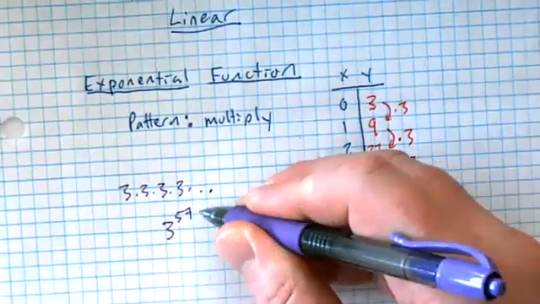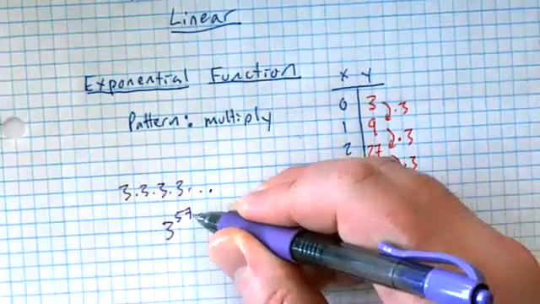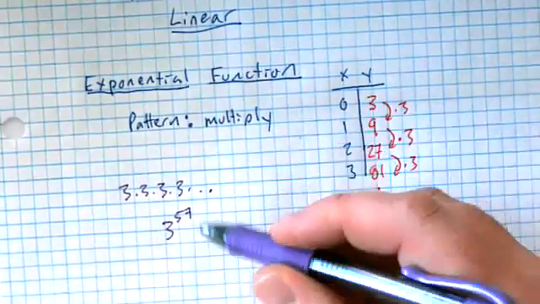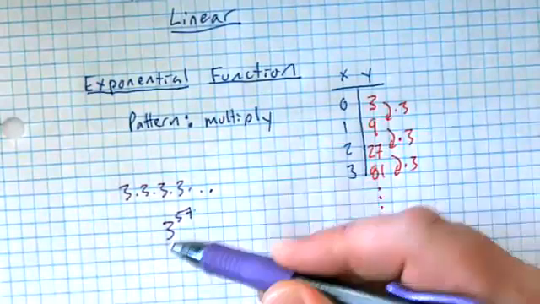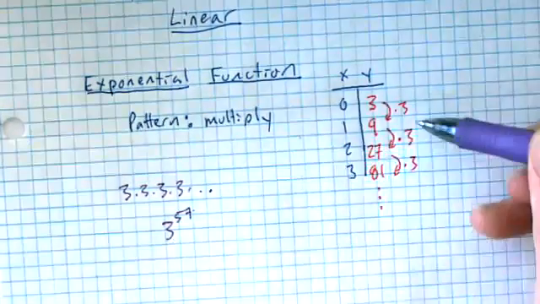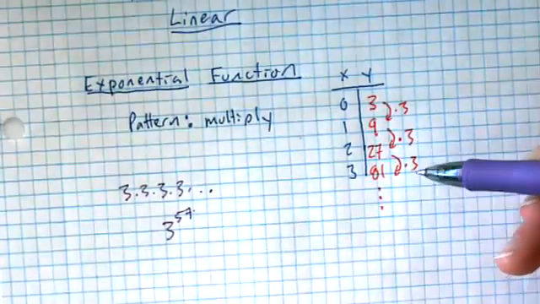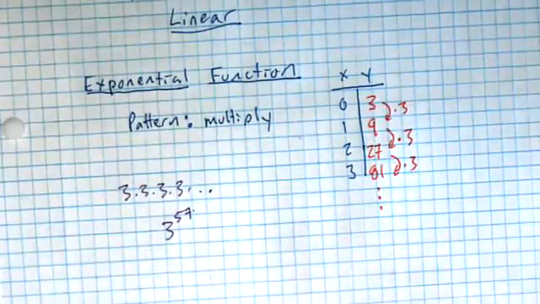What's another word for this power? Exponent, an exponent. So these are exponential functions because just like an exponent, you're multiplying, right? This 57 means we're going to multiply this 3 over and over and over again 57 times. Isn't that what we're doing over here? We're multiplying by 3 over and over and over again. So that's why they call these exponential functions.